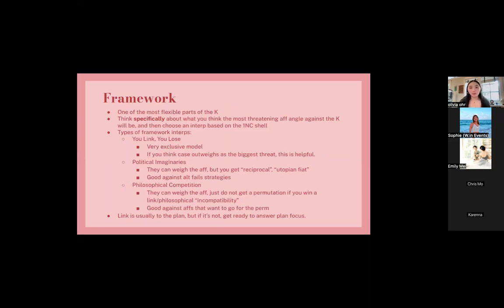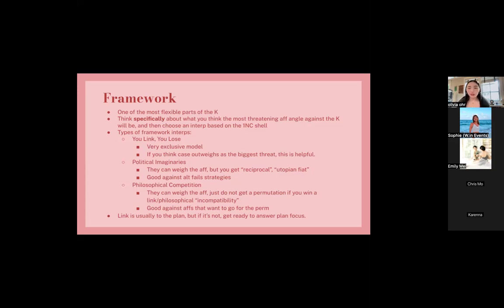So the next part of the Cap K is framework. This is definitely one of the most flexible parts of the K. You can adapt it specifically. I think the most important part for framework is thinking specifically about what you think the most threatening aff angle would be against the Cap K. And then you should choose your interpretation for framework based on the 1AR strategies.